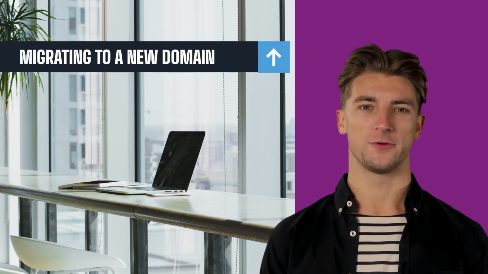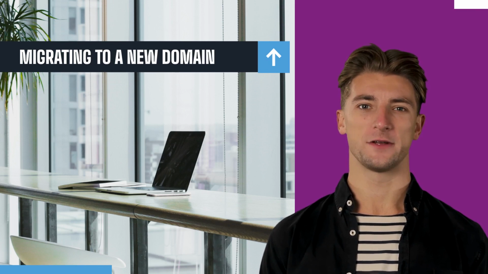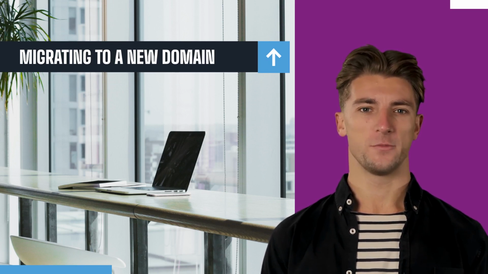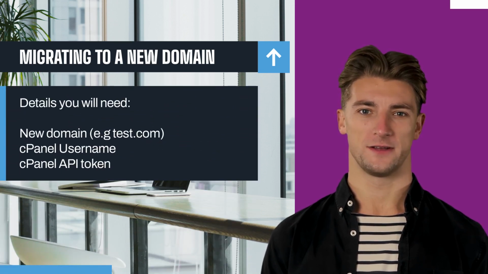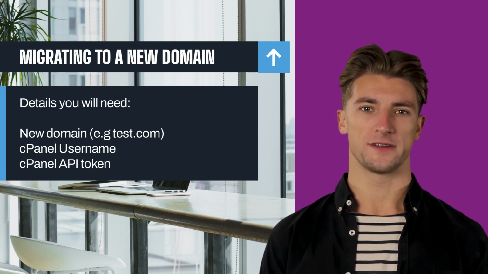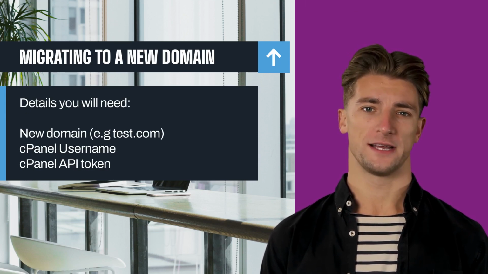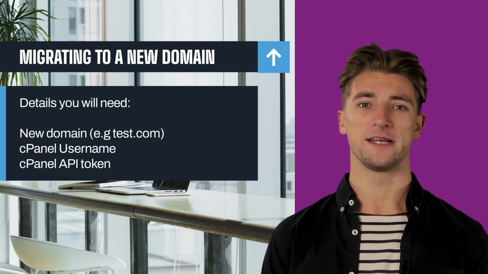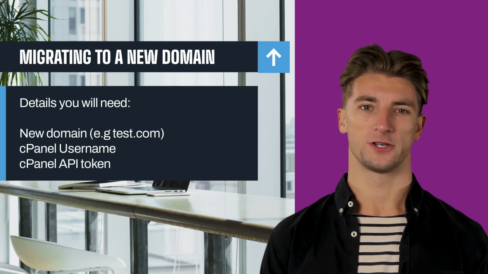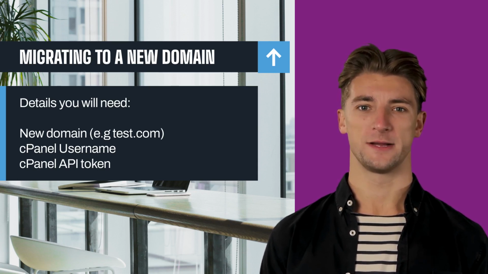Now, let's imagine we have a WordPress website, www.demo.com, that is hosted on GoDaddy, and we want to migrate that WordPress website to www.test.com, which is hosted on Bluehost. As these domains are different, we don't need to worry about creating or using a temporary URL. To get started when migrating to a new domain, we will just need your cPanel username and API token.